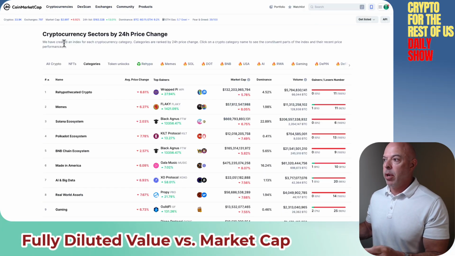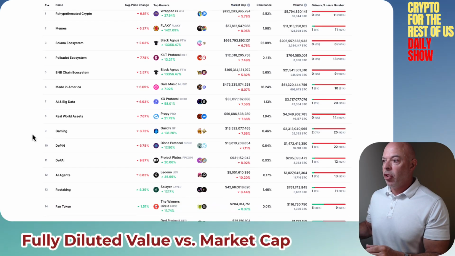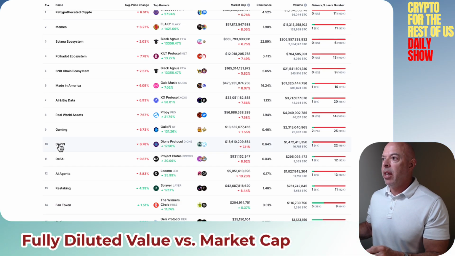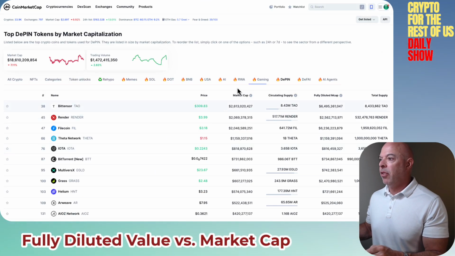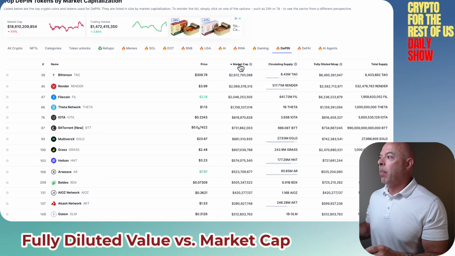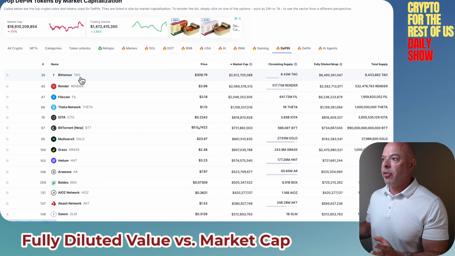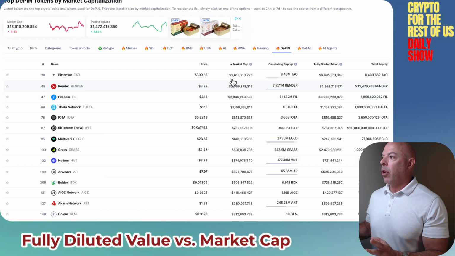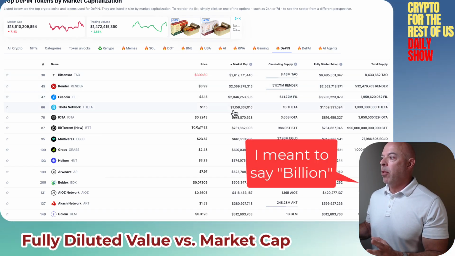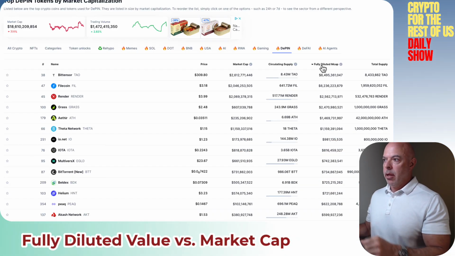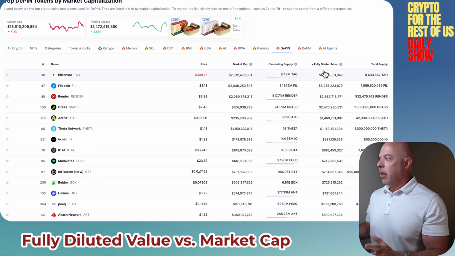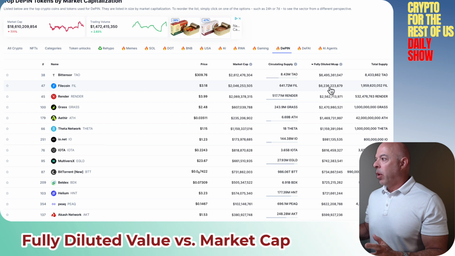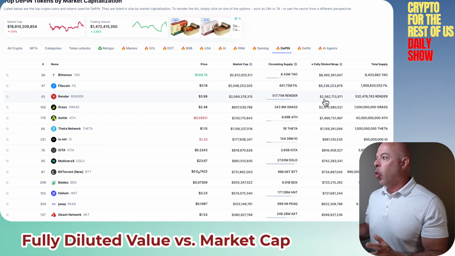Let's go to a category, and let's just say DePIN, decentralized physical infrastructure. So let's sort by market cap. BitTensor, Render, Filecoin, and you've got them all close. About 2.6 million, 2 million, 2 million, 1.1 million, those first 4. What if it's fully diluted? They change a little bit. BitTensor 6, Filecoin 6, and Render's only 2.